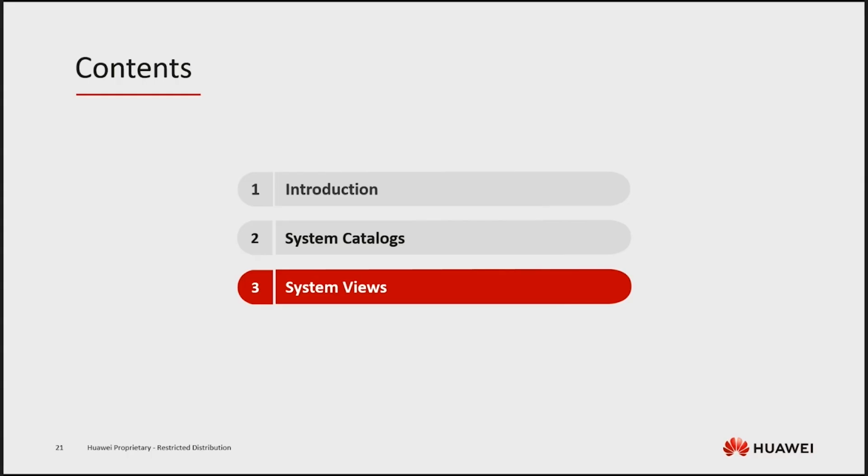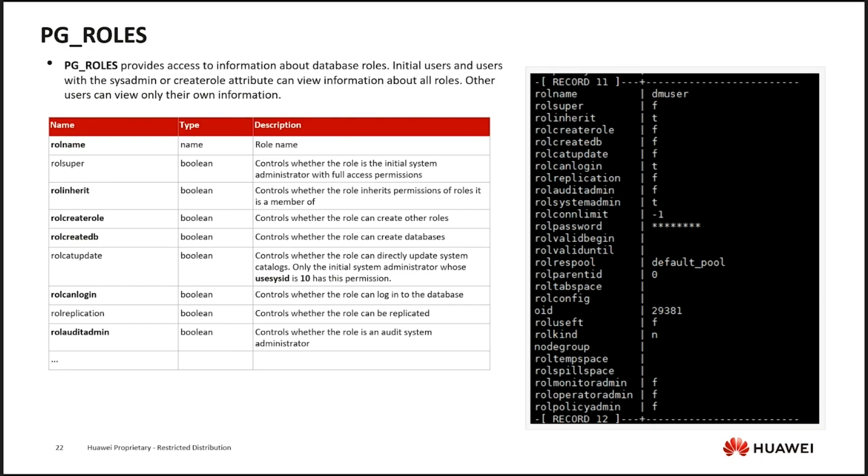Next, let's look at some common system views. PG_ROLES provides access to information about the database roles. The initial user and users with SYSADMIN or CREATEROLE attributes can view information about all roles. Other users can view only their own information.